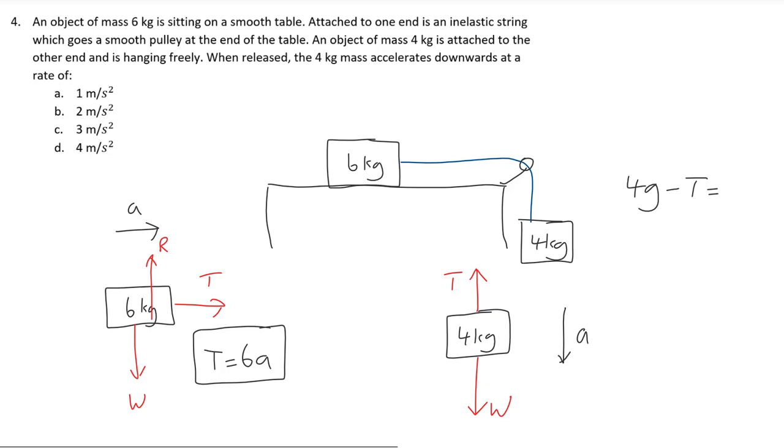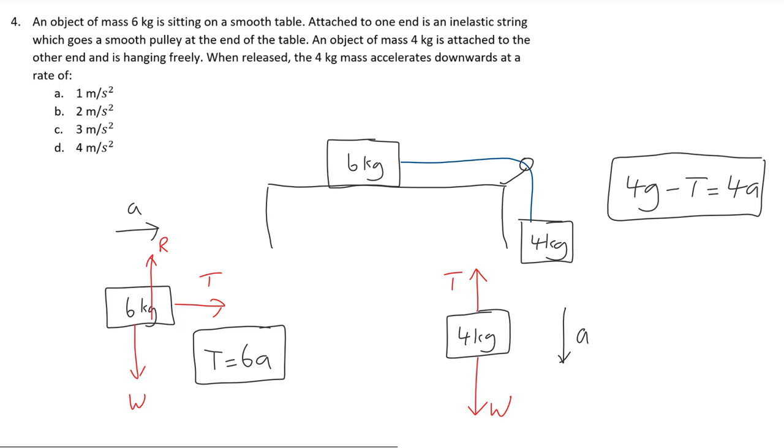Weight minus tension. Now we have the net force, and we know from Newton's second law that it is equal to mass multiplied by acceleration, therefore that is equal to 4 multiplied by a. Remember, we are looking at the 4 kilogram mass here, so the mass is 4. Now we have everything we need. We have two equations with two unknowns.